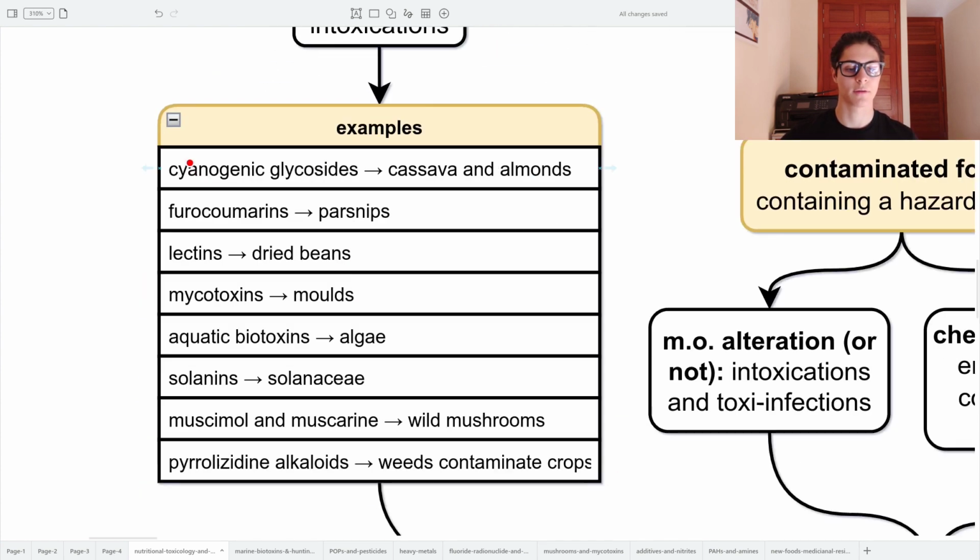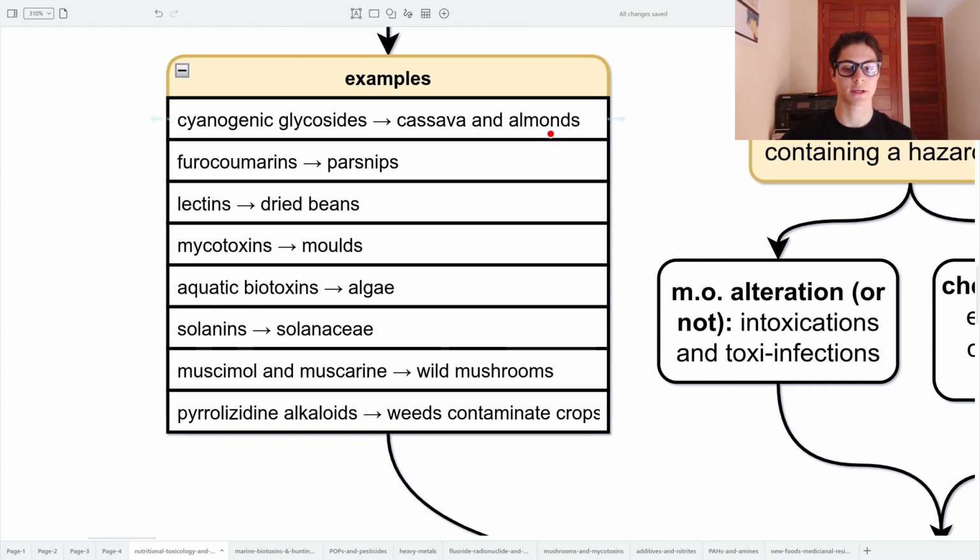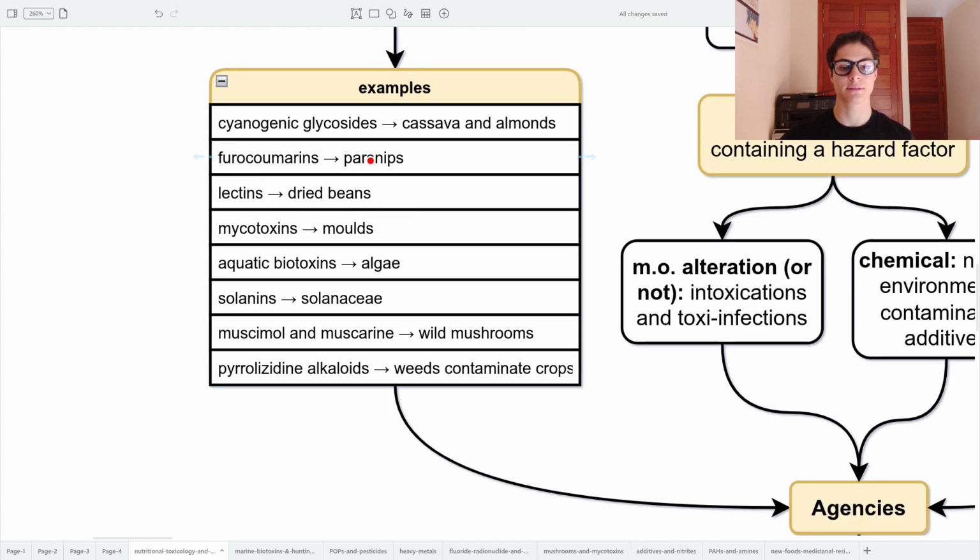Some examples are the cyanogenic glycosides in the cassava and almonds, the furocoumarins in the parsnips, the lectins in the dried beans, the mycotoxins in the molds, the aquatic biotoxins in the algae, the solanins in the solanaceae family, the muscimol and muscarine in wild mushrooms, and the pyrrolizidine alkaloids when weeds contaminate the crops.